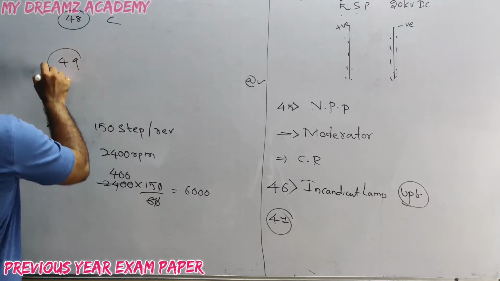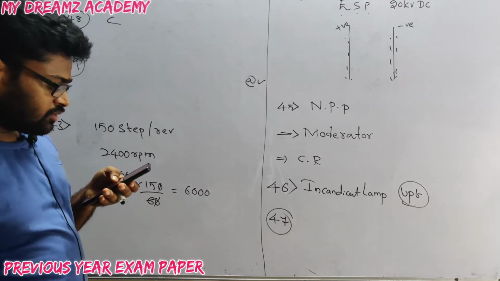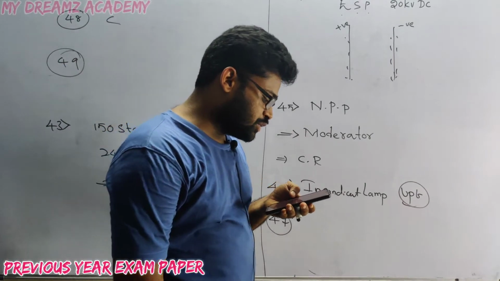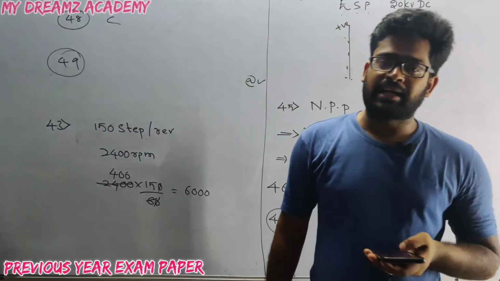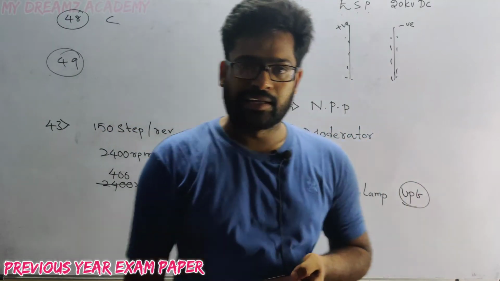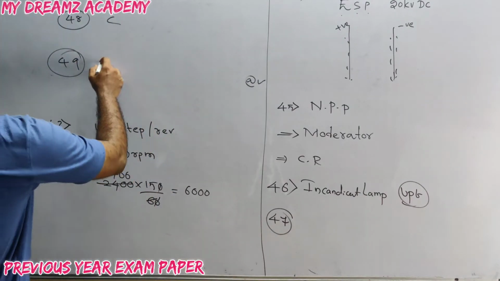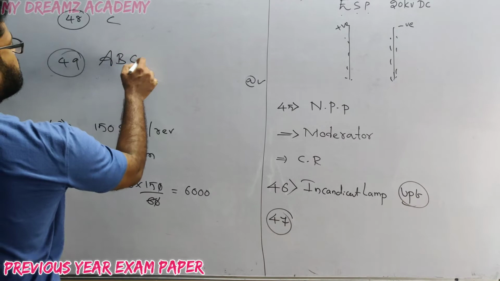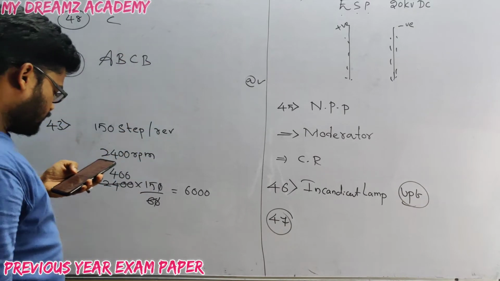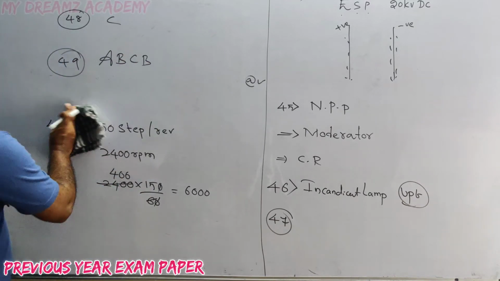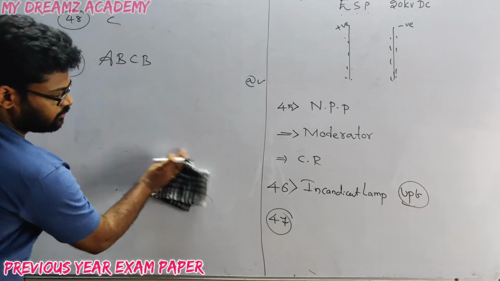Next, question 49: which of the following circuit breakers is generally used in railway electrification? Generally, in railway electrification we use ABCB, that is, air blast circuit breaker. Air blast circuit breaker.